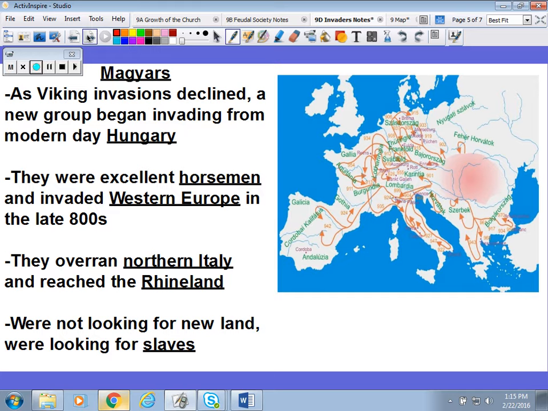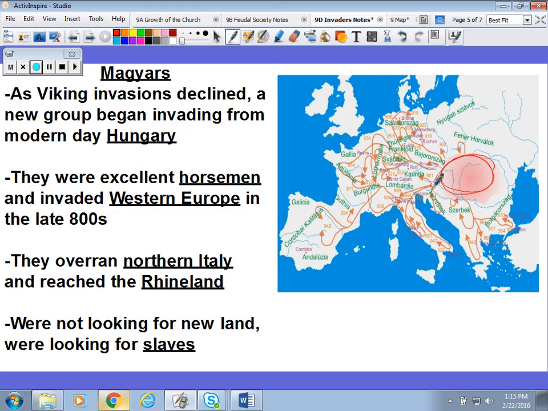And moving on, our most havoc-wreaking group here are the Magyars. Okay, as the Viking invasions begin to decline, a new group is going to start invading from modern-day Hungary in Eastern Europe, a little bit north of Greece. Okay, as you can see over here. All right, these guys are excellent horsemen, and they're going to invade Western Europe in the late 800s.